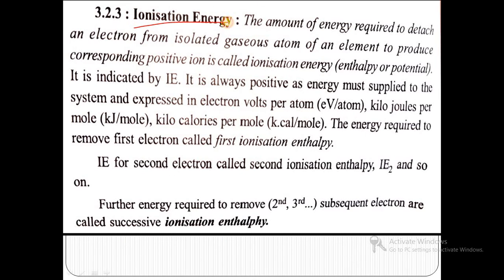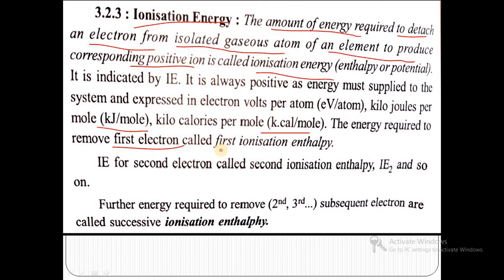What is the definition of ionization energy? The amount of energy required to remove an electron from an isolated gaseous atom of an element to produce the corresponding positive ion is called ionization energy, and it is always represented in kilojoule per mole, or in CGS unit, kilocalorie per mole. The energy required to remove the first electron is called first ionization energy. The energy required to remove the second electron is called second ionization energy, and the third one is called third ionization energy.